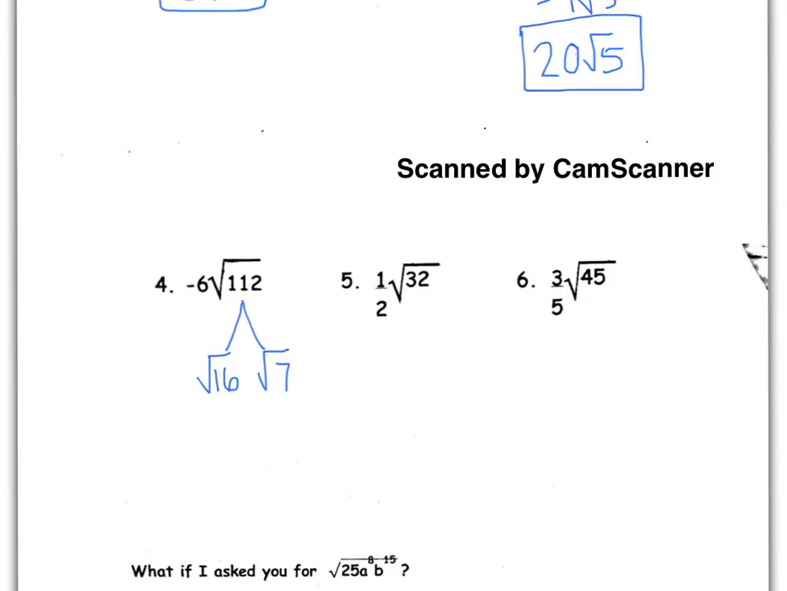Okay, 16 right here goes into 112 7 times. That's why we have square root of 16 and square root of 7. Now we know the square root of 16, that's 4. Then we attach our square root of 7. But this number that's out front here then needs to be multiplied. Negative 6 times 4 is negative 24 radical 7.